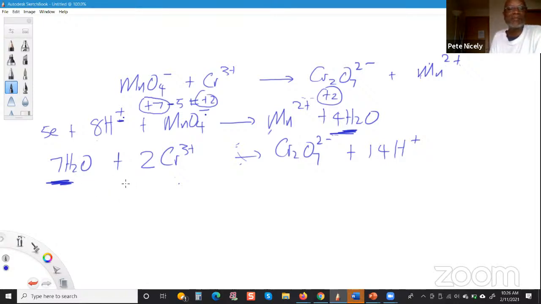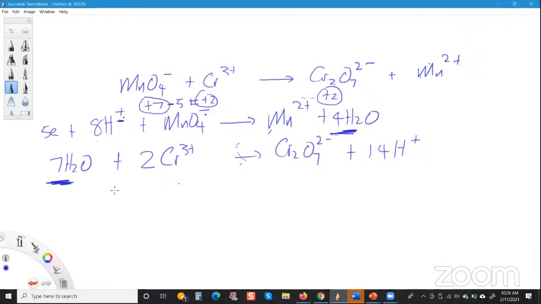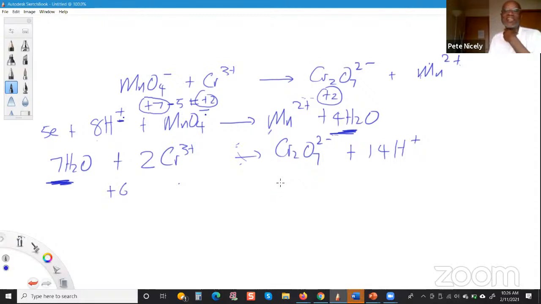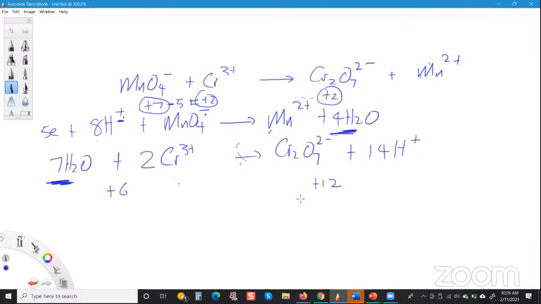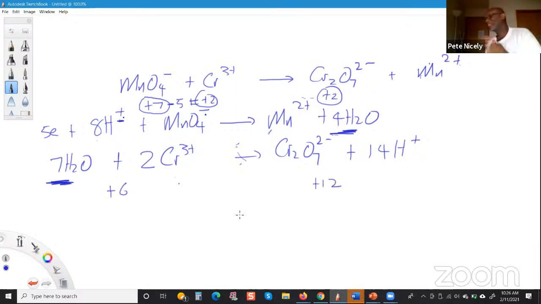Okay, we're going to do the same thing for the second half equation. So what's the total charge on the left side for the second half equation? +6, very good. What's the total charge on the right side of that half equation? +12, very good. So how would you balance the charges in this case?